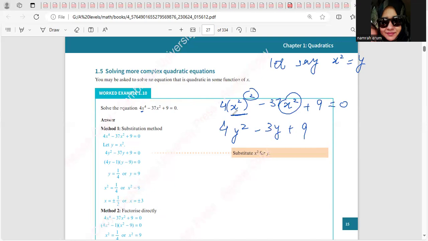Okay? So it's a simple example that I've taken for discussion. If we solve it, we will be getting multiple values. How? You are substituting it as y, right? Two values for y. But since y is basically x squared, we get two more values for x.